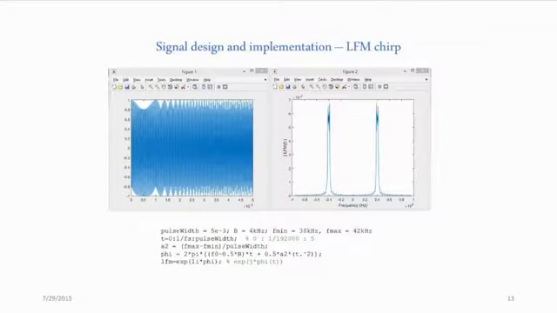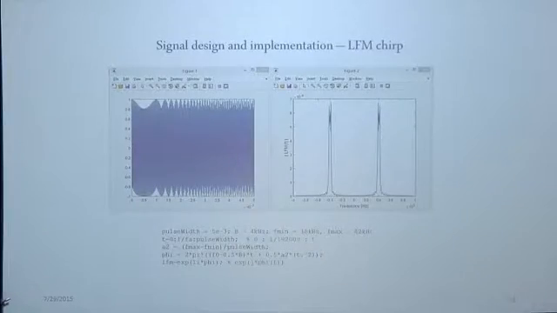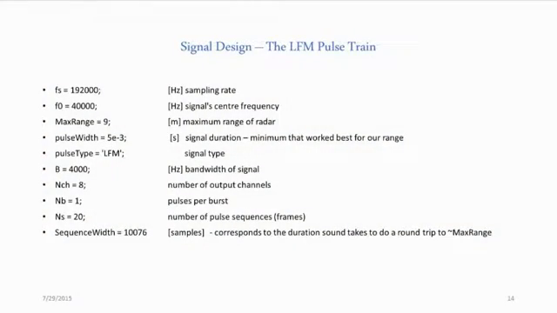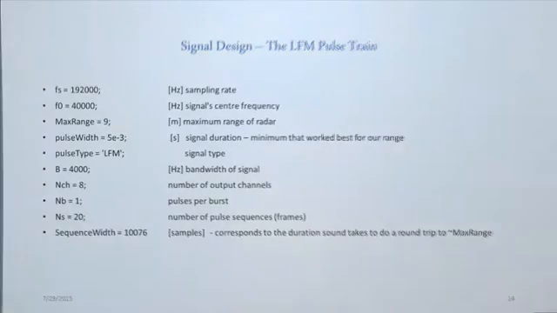So we implemented the signal that you see here, the time domain version and the frequency domain. The frequency sweeps from 38 kilohertz to 42 kilohertz, and the pulse width is about 5 milliseconds. Some of the parameters we considered while designing the signal: we are sampling at 192 kilohertz. Our center frequency is about 40 kilohertz because our transducer's resonant frequency is around that range. Max range we are considering is about 9 meters. Currently this can be changed, and the pulse width is about 5 milliseconds.